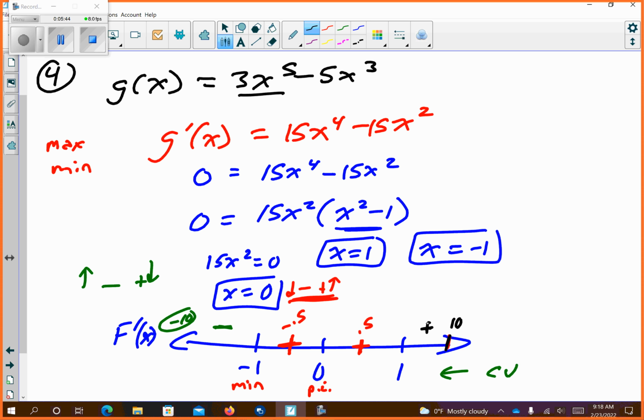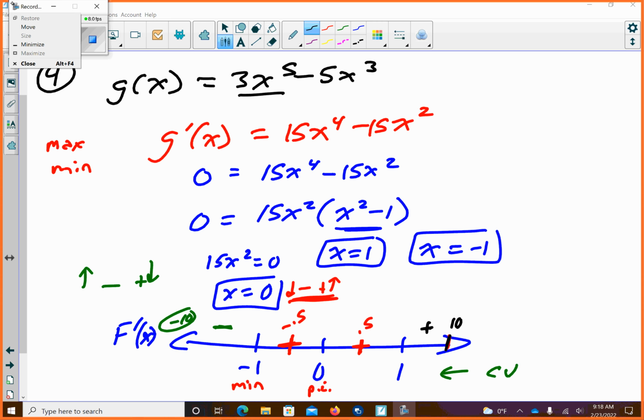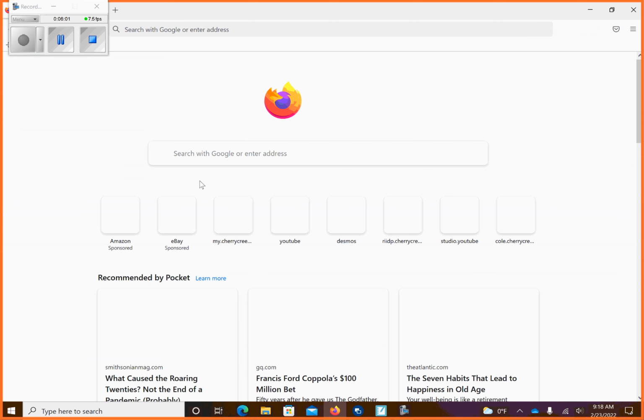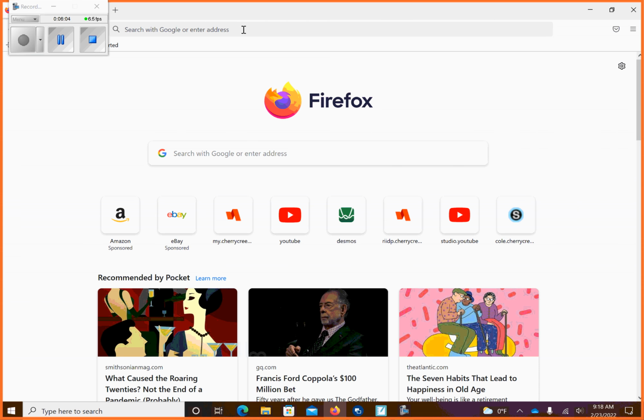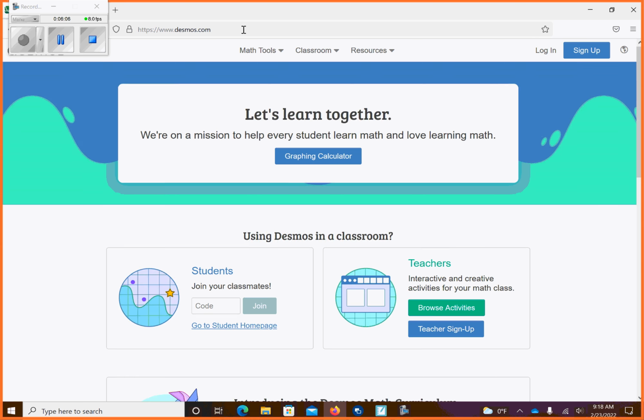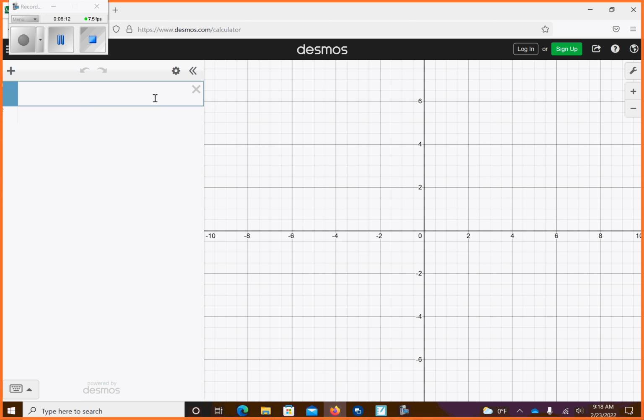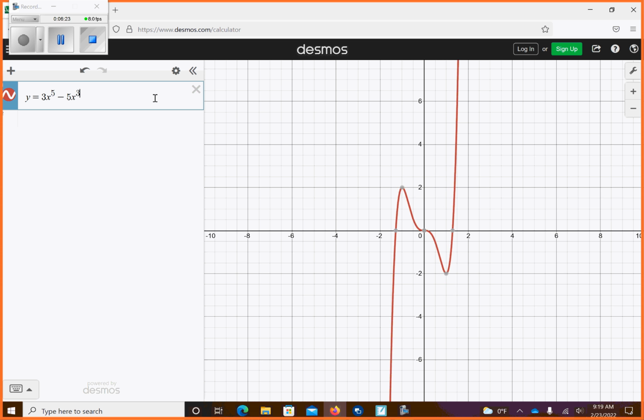So let's see if we did this math right. There might be some things that we might not have done correctly, so we can see how we can make that difference. So I'm going to go to Desmos and see what that's going to do for us. So Desmos. This is the other way that you could jump on this. So we're going to take g of x, make it become y. So y equals 3x raised to the fifth minus 5x raised to the third.